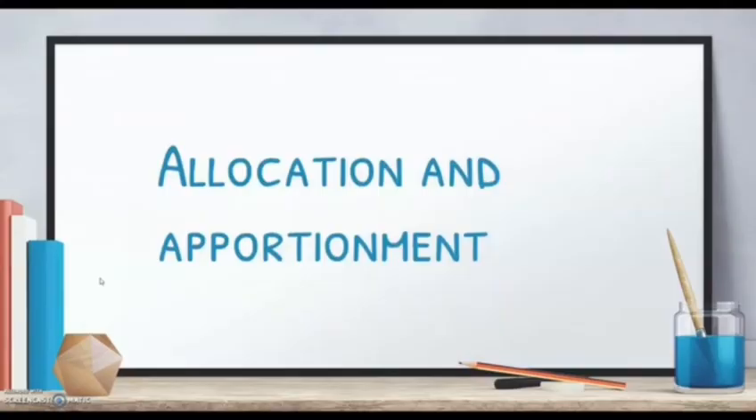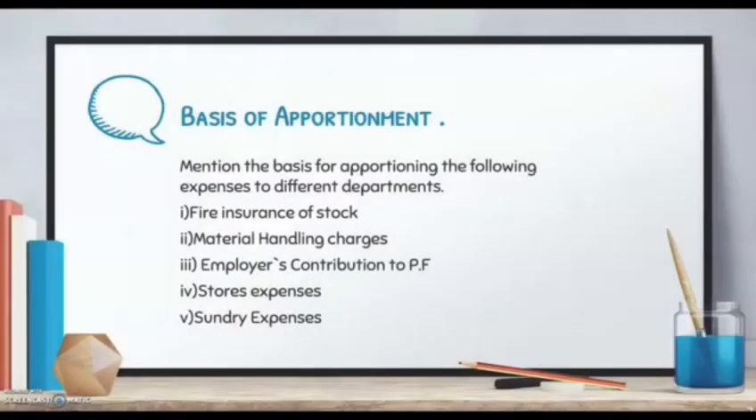Hello everyone. In this video, we are going to see how to solve the problem using allocation and apportionment. The problem is given: mention the basis for apportioning the following expenses to different departments. The first ones are the fire insurance of stock, material handling charges, employees' contribution to provident fund, stores expenses and sundry expenses.